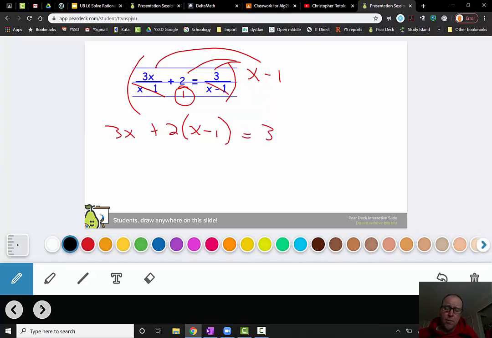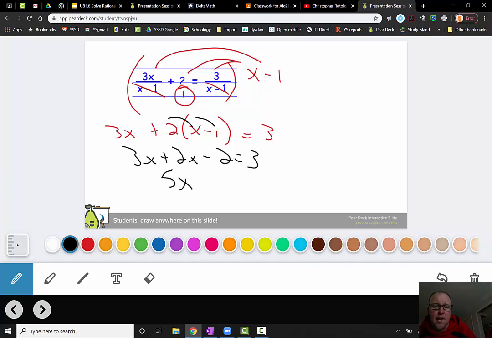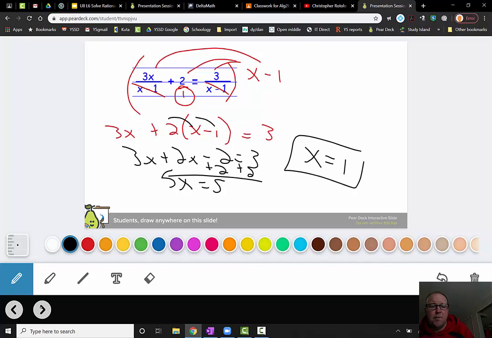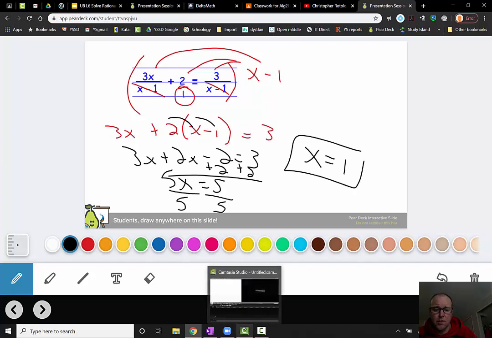Again, it looked a little bit different. It presented a little bit different, but extremely manageable. Alright, distribute: 3x plus 2x minus 2 equals 3. I got 5x. We're going to add this guy over. So that makes 5. x turns out to be 1 when you divide by 5. Alright, and we are just killing it here.